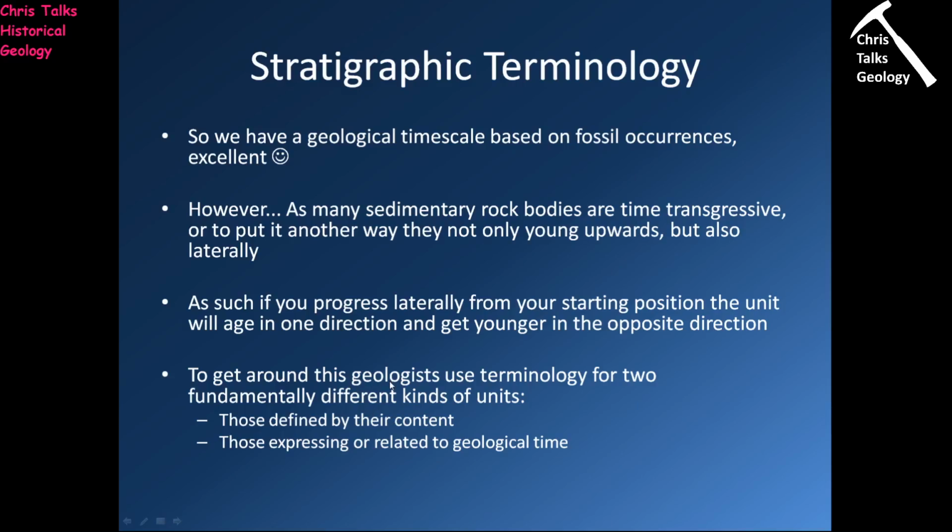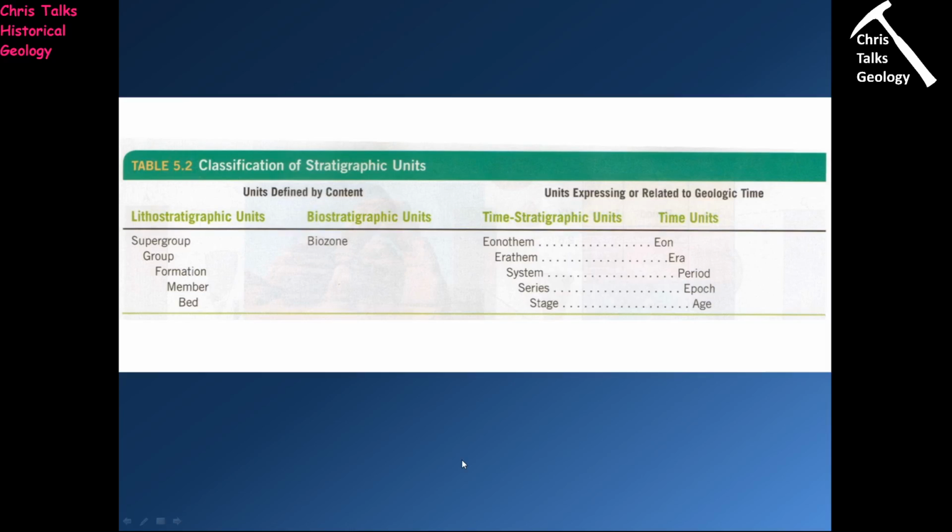So to get around this, geologists use terminology for 2 fundamentally different types of units: those that are defined by their content, so the rocks themselves, and those which are essentially an expression of or related to geologic time. Okay, so these are our different groupings. This table is taken from the textbook once again. Over here, we have units which are defined by their content. We have the lithostratigraphic units, which are based on the rocks, and the biostratigraphic units, which are defined using fossils.